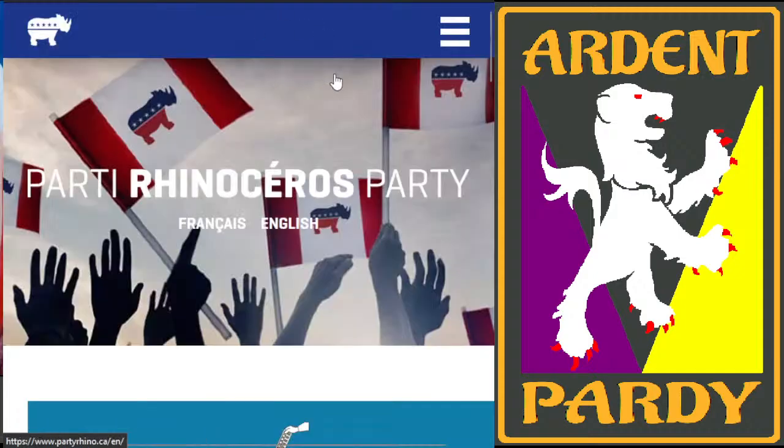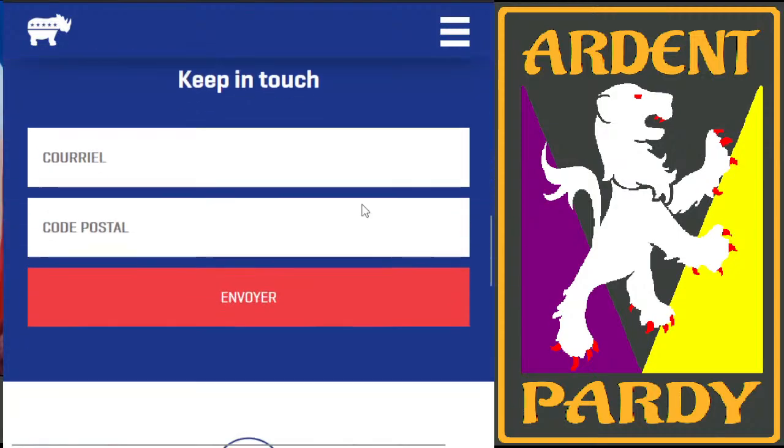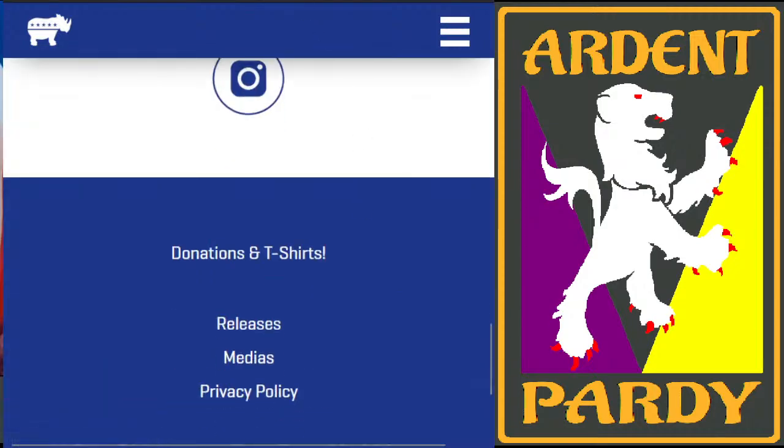So we'll just have a quick look at their homepage. Oh, we would like to do that in English. And that is Parti Rhinoceros. We have not forgotten that Justin Trudeau broke his promise to make the 2015 election the last under first past the post. Today, everyday people remain frustrated with the archaic and out-of-touch political system. So these guys are actually being a little bit serious. That's cool.